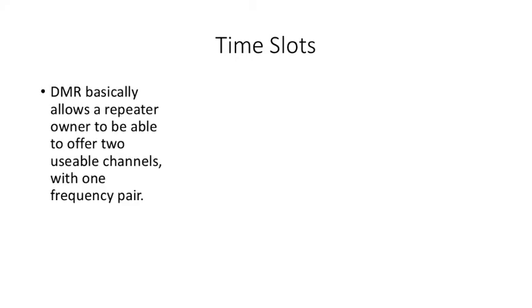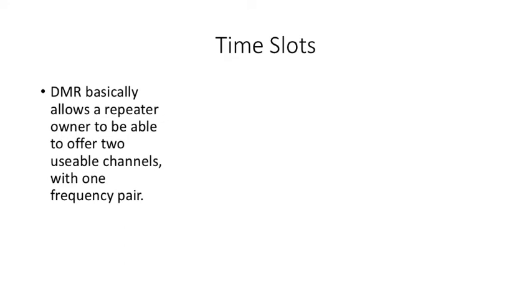So let's start talking about some DMR terms. The very first one is time slots. What is a time slot? Basically, a time slot allows a repeater owner to offer 2 usable channels with 1 frequency pair. Before, in the analog world, we're used to, if somebody's talking and the repeater's tied up, we just have to wait till they're done talking. Well, that's not the case with DMR.